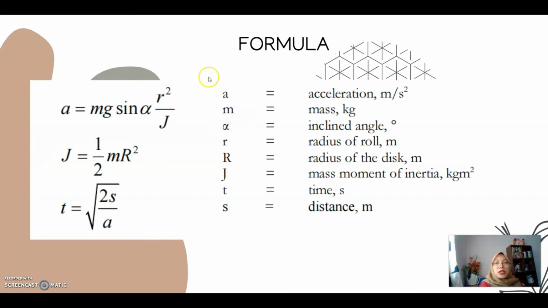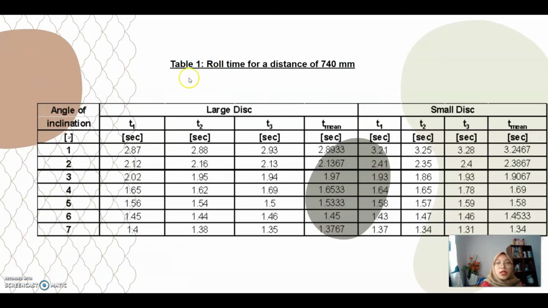We use all these 3 formulas to get acceleration, mass moment of inertia, and also time. For table 1, there is the roll time for a distance of 740 mm. Our group discussed taking a distance of 740 mm. We took 3 experiments to get the mean time for the large disc and also the small disc.